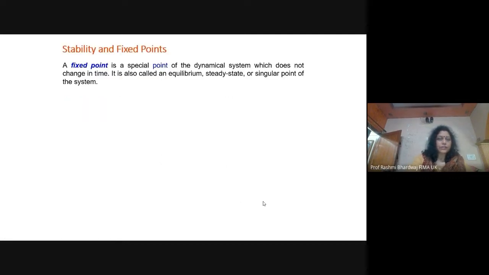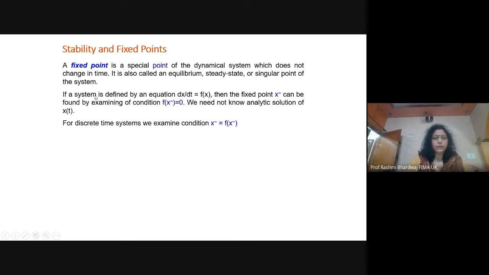Now, if we have to check the stability and fixed point: a fixed point is a special point of the dynamical system which does not change in time. It is also called an equilibrium, steady state, or singular point of the system. So how do we find it? Whatever equation is given, simply put it equal to 0. If a system is defined by the equation dx by dt equal to f(x), then the fixed point can be found by putting f(x) equal to 0.